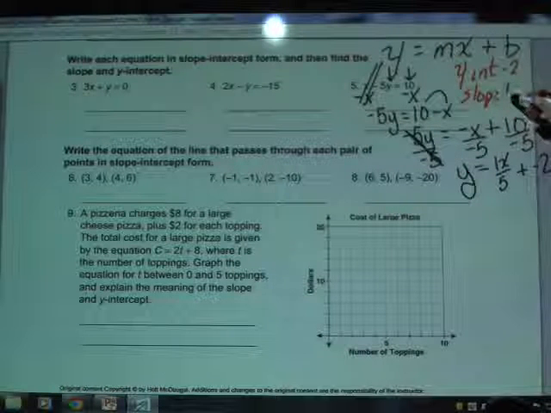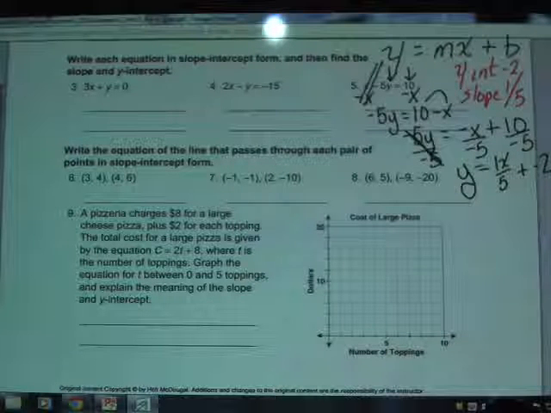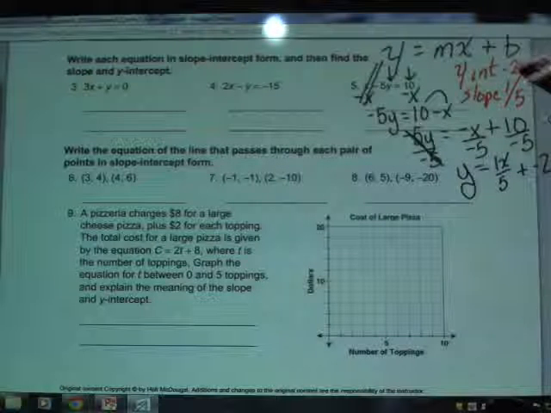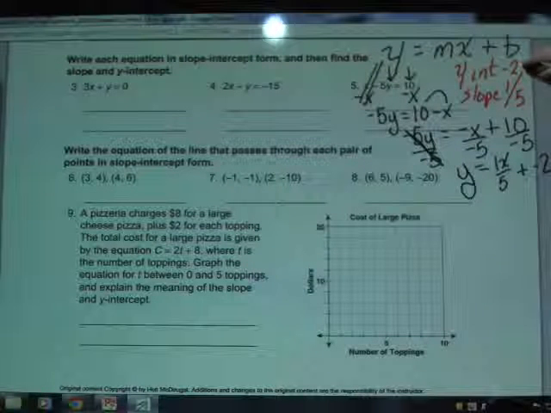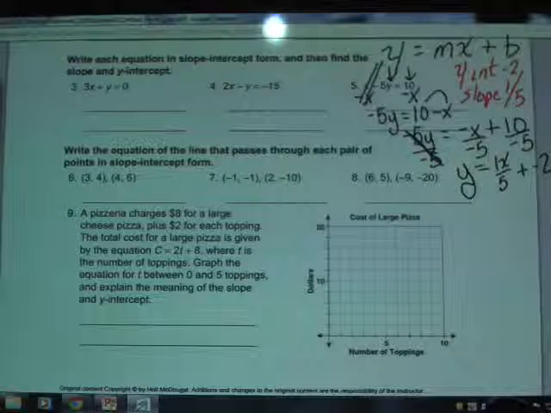Slope of 1/5, since that's a positive number, that means it's going to go up from left to right. Slope of 1/5 means after I graph this point, for instance, negative 2, to get to my next point, I'm going to go up 1 and right 5, and that'll get me to my next point.